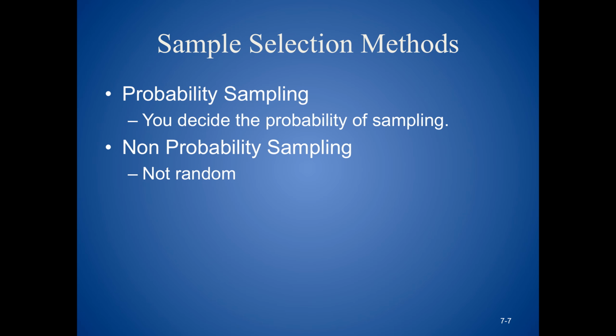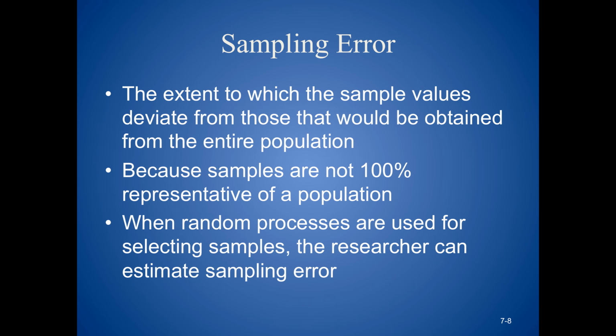And so what is this sampling error? The sampling error is the extent to which the sample values deviate, right, are different from those that would be obtained from the entire population. Because samples are not 100% representative of a population. So when random processes are used for selecting samples, the researchers can then estimate the sampling error.